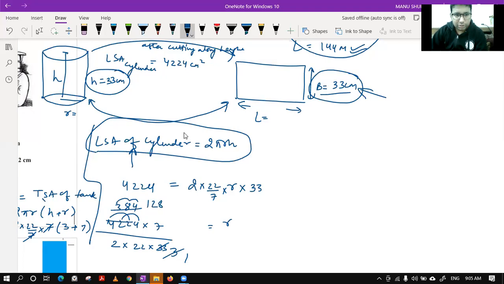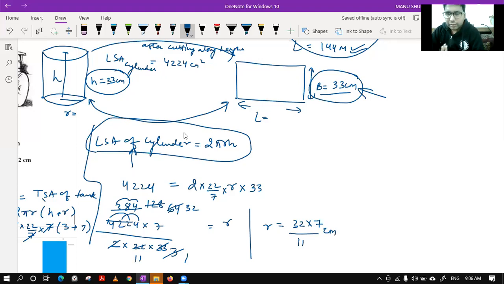Now 2 can be used. Let me use this one. 2 11s are 22, 2 6s are 12, and 2 4s are 8. Then finally we are having 32, and r is equal to what? It is coming out as 32 into 7 upon 11 centimeter. So class, is this correct till this point? Please confirm. Yes class.